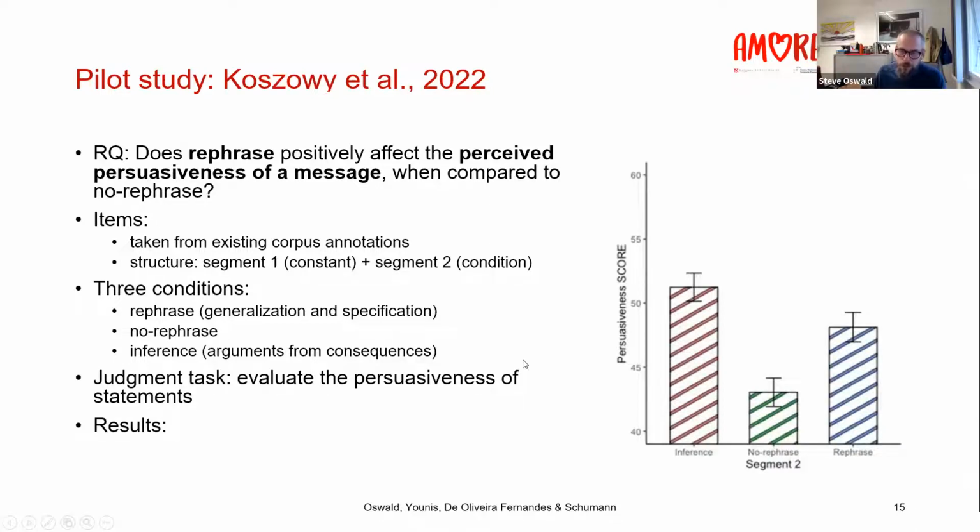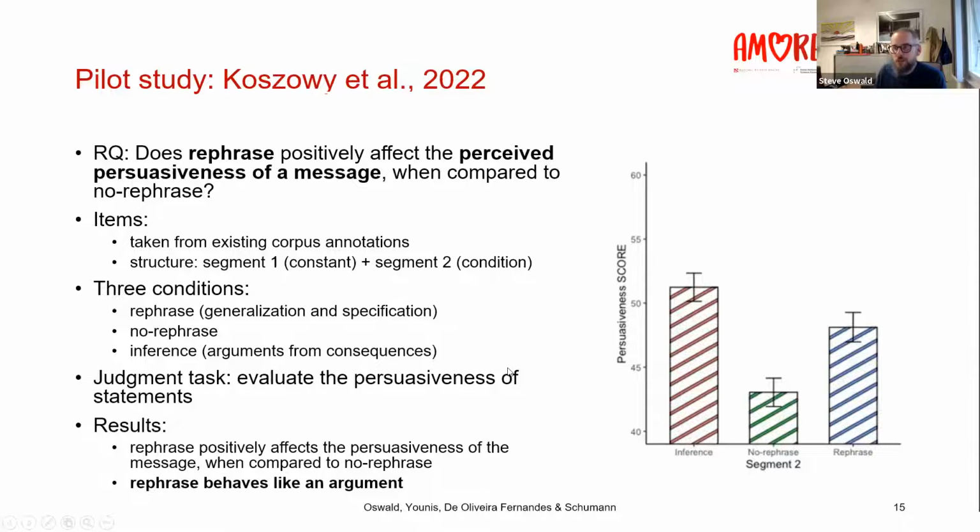So results were significant. The first here is inference, so the argument from consequences. The second is no rephrase, and the third is rephrase. And we see that these two, inference and rephrase, pattern together, which suggests that rephrase positively affects the persuasiveness of the message when you compare it to no rephrase, and that it somehow seems to behave like an argument.